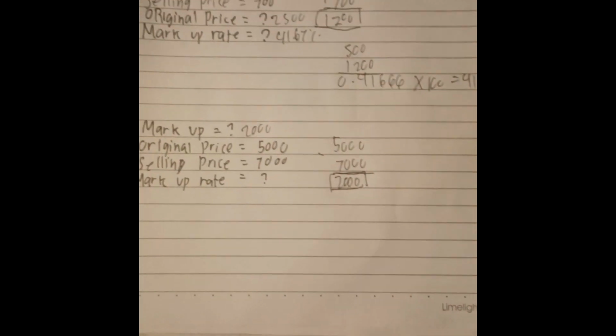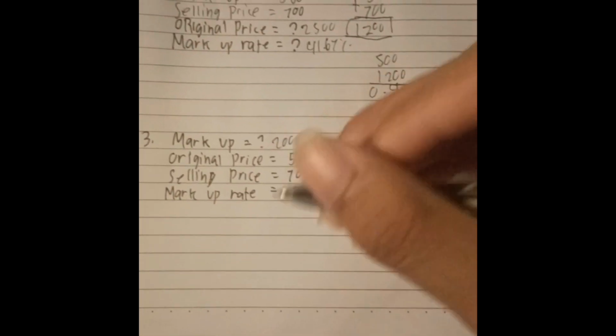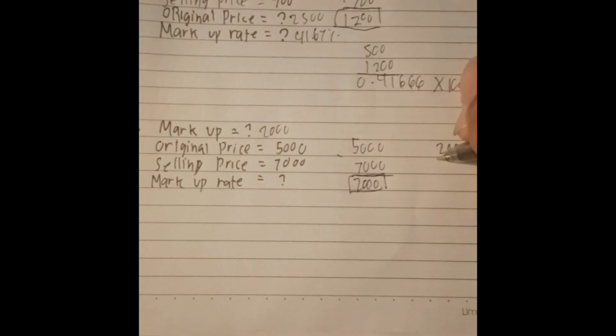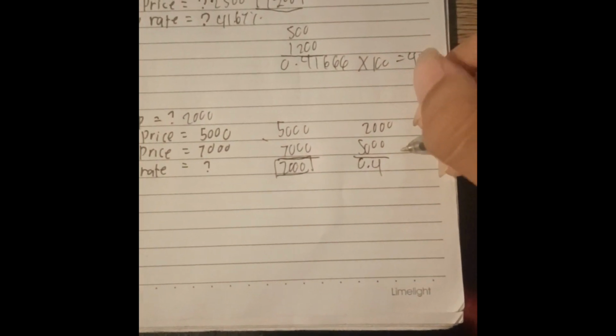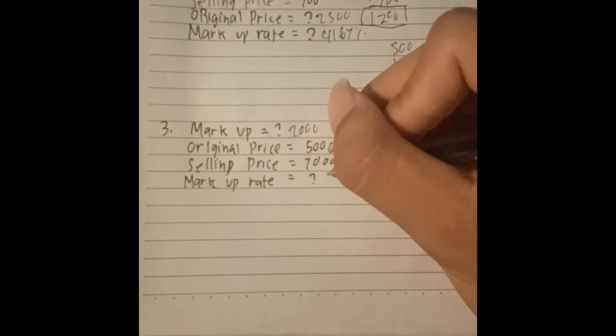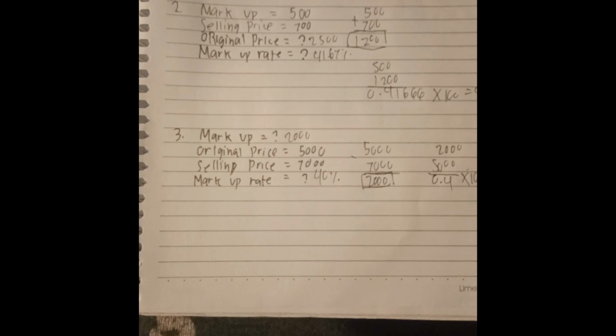Now to solve for the markup rate, since we have the markup, we can solve for the markup rate. So 2,000 divided by 5,000, it's gonna be 0.4 times. Always make sure to multiply it by 100. 40%. So our markup rate is 40%. And that's all for our examples in the markup.